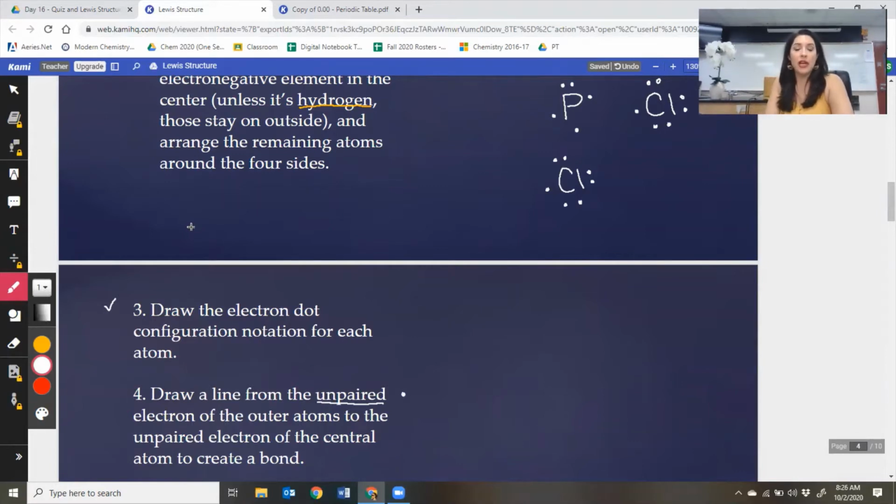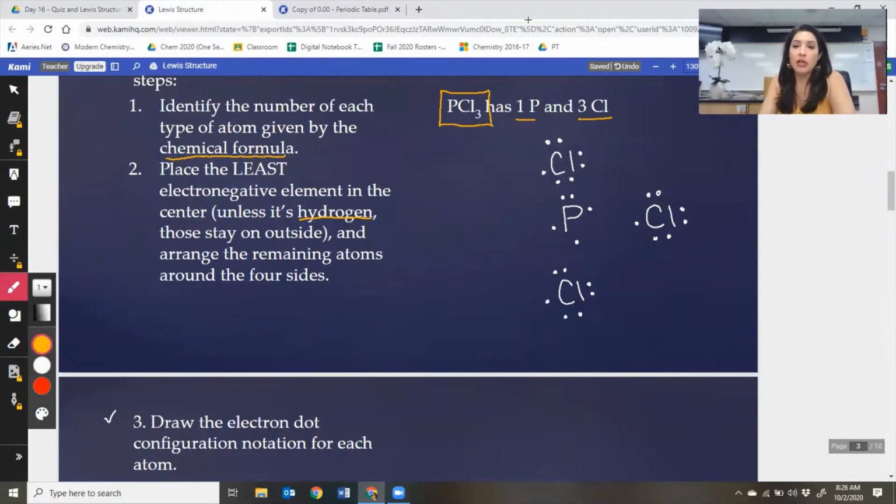We're going to draw a line and join them up with unpaired electrons on the central atoms, and this will represent a bond. So I will take a different color here and look for an electron by itself on phosphorus, and I'll connect it to this lone electron on chlorine. I see this phosphorus has a lone electron on the bottom, so I'll connect it to this lone electron on chlorine. I'll do the same thing here.